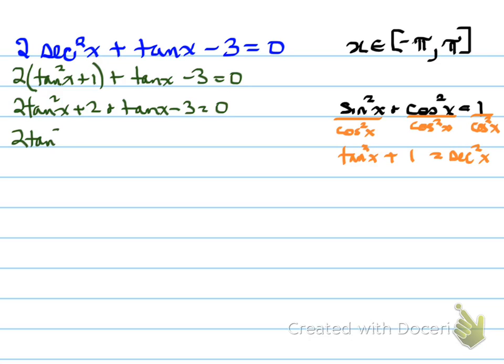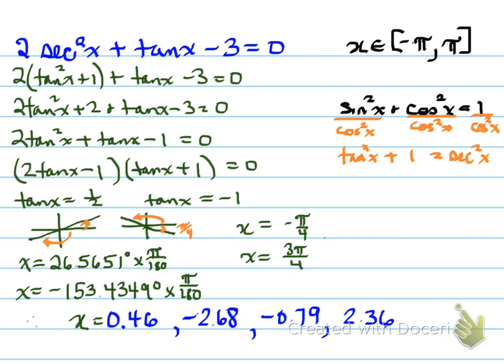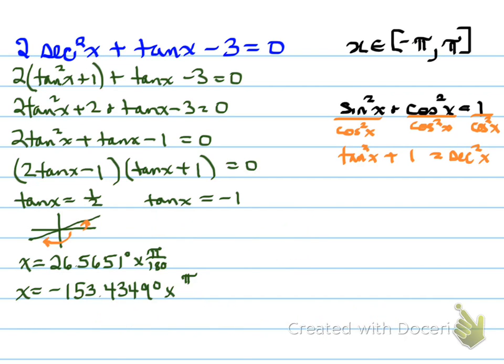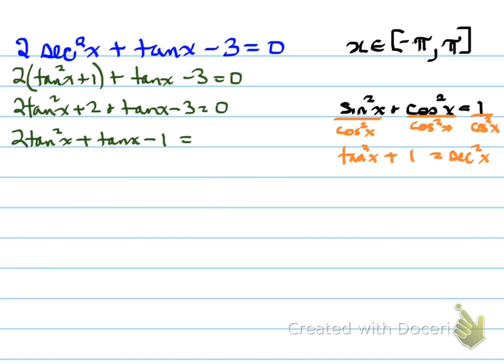Expand it, collect like terms, and this is the full solution. So let's go a little bit backwards so we can see where this is going. So we have 2 tan squared x plus tan x minus 1 equals 0. What do we do with this is that we will factor this. That means that we're going to try and find factors of this.